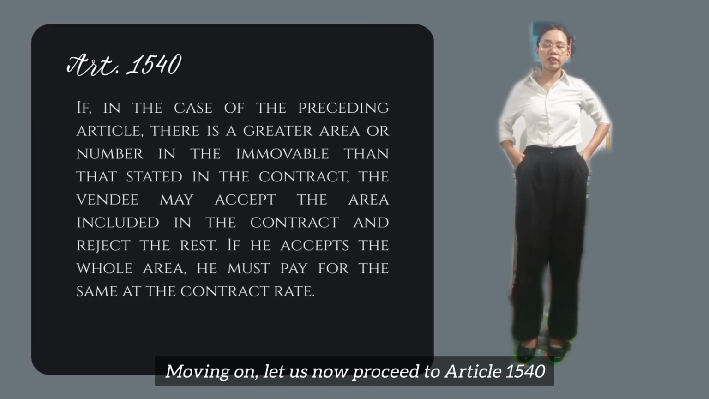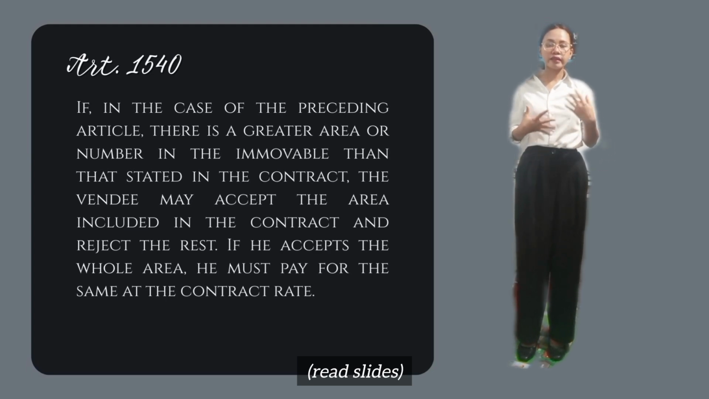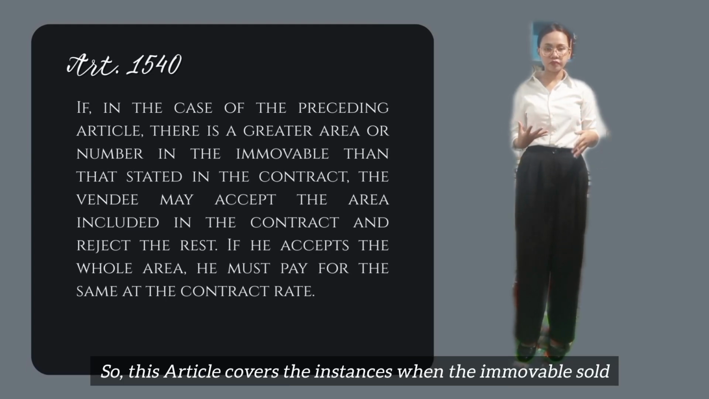Moving on, let us now proceed to Article 1540. Article 1540 states that if, in the case of the preceding article, there is a greater area or number in the immovable than that stated in the contract, the vendee may accept the area included in the contract and reject the rest. If he accepts the whole area, he must pay for the same at the contract rate.